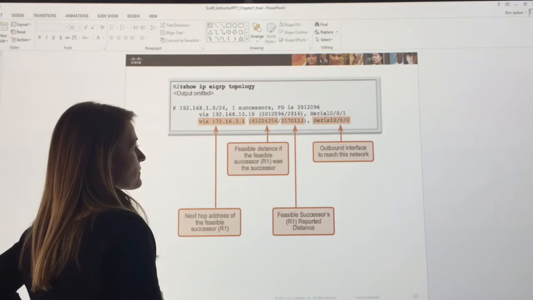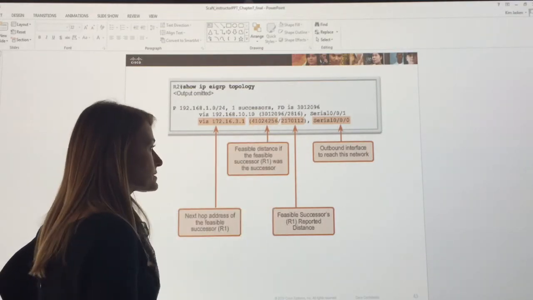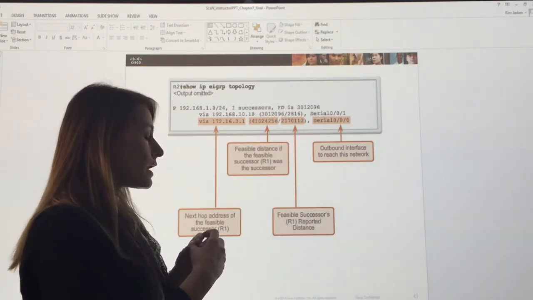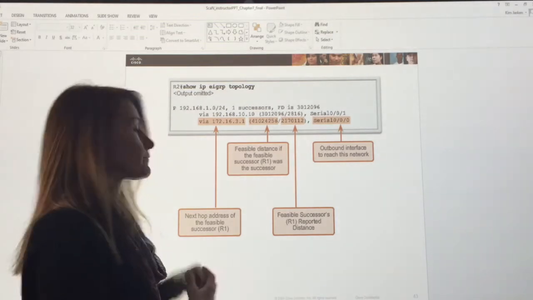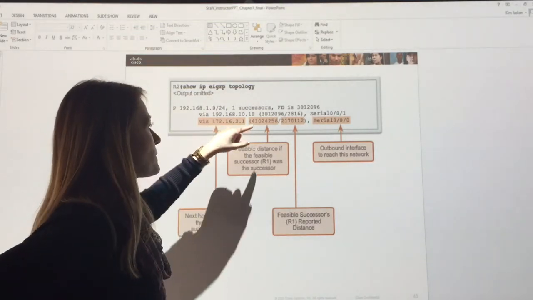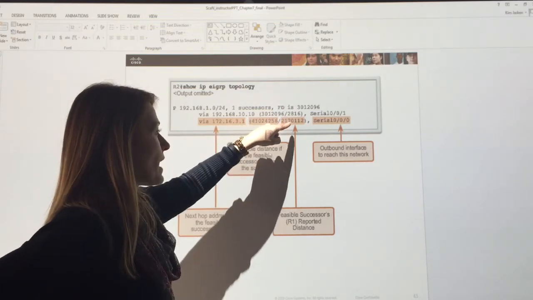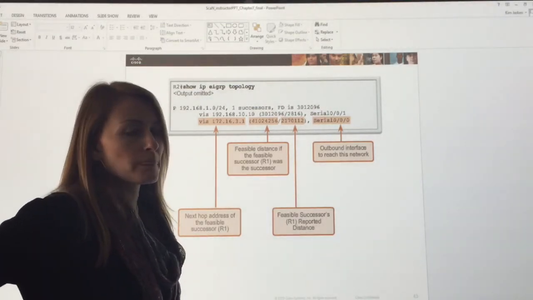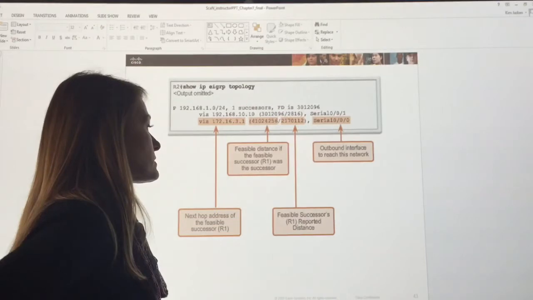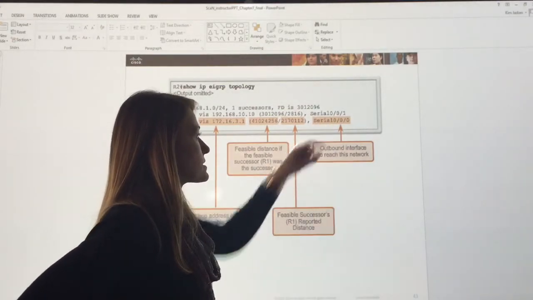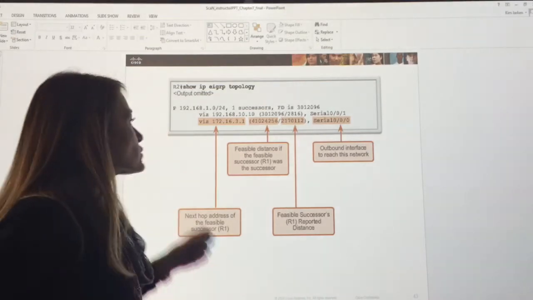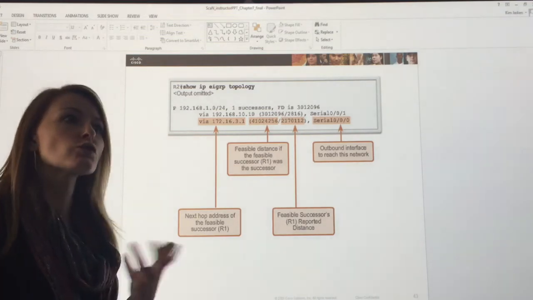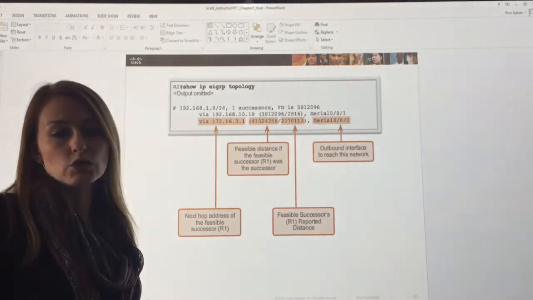So that's the IP address of the feasible successor, that's the feasible distance, and then that's the reported distance if you were to go. So if you were to use the feasible successor, if you were to use this guy as the next hop, then that would be the overall feasible distance, and that would be the distance of the feasible successor. So once the packet gets to the next hop, then that's his feasible distance. And this is the interface that it's going out of. So the top line after the word via is the successor, and the one underneath is the feasible successor, so the second choice. There's not always a second choice.